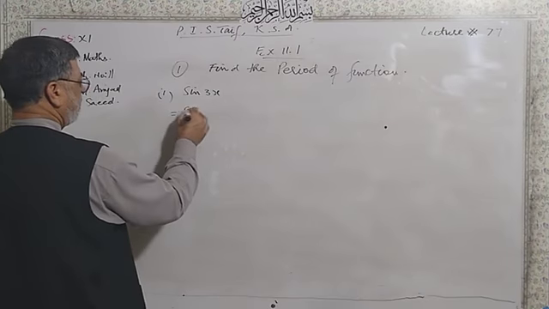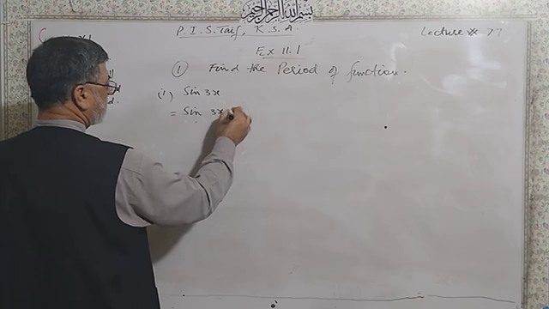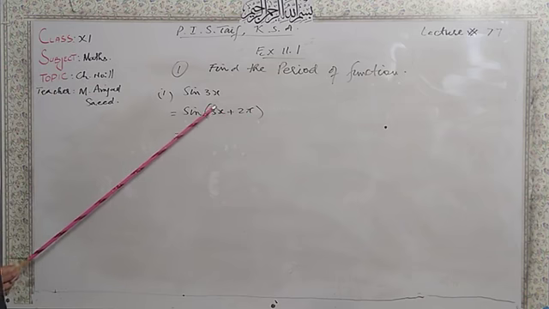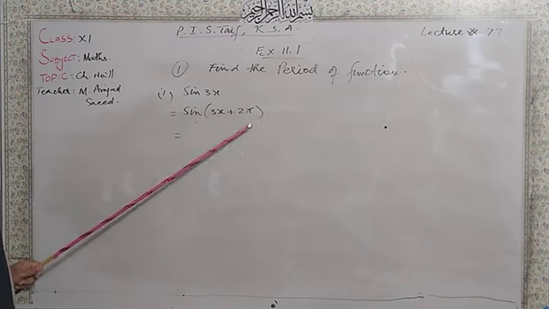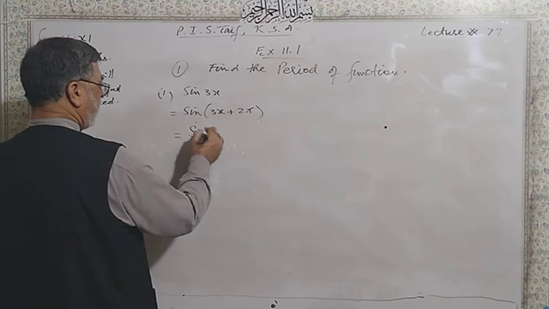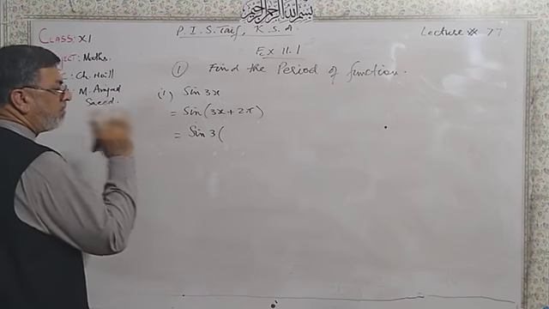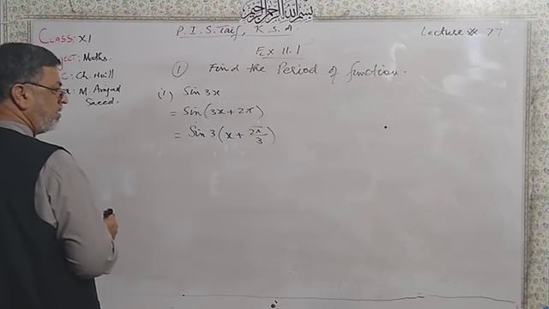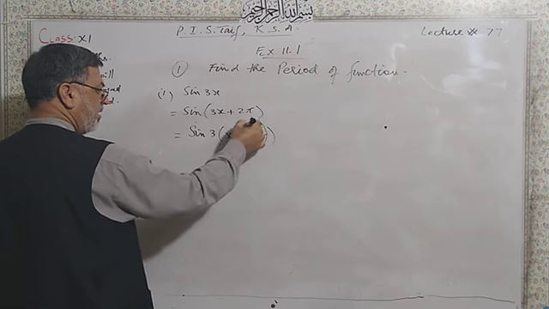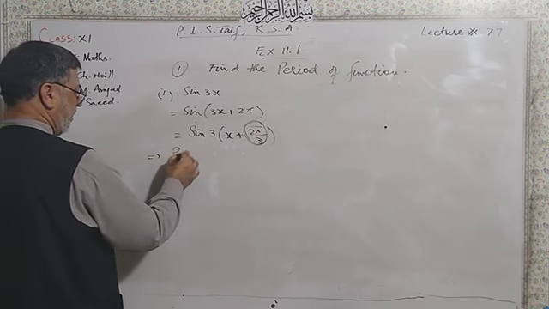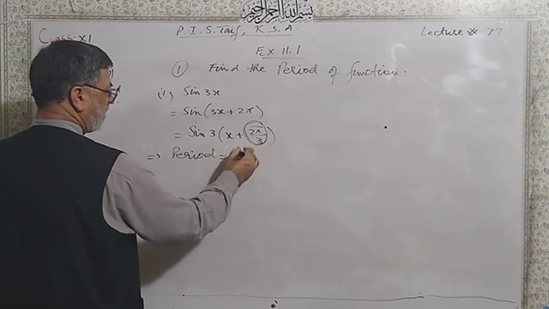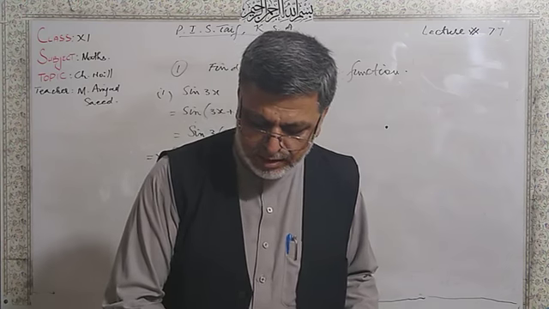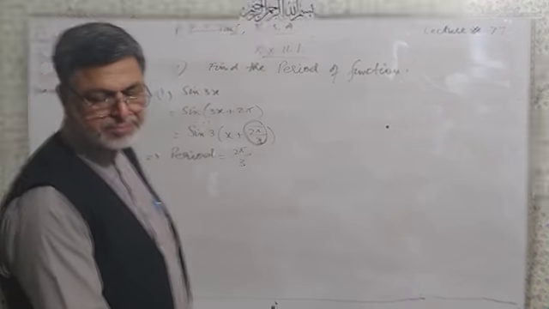So you can have sine 3x plus 2 pi. Add the period in sine function as 2 pi. Now you will have sine, take 3 common from here: x plus 2 pi by 3. So this one is the period. So period is equal to 2 pi by 3. This is your answer.